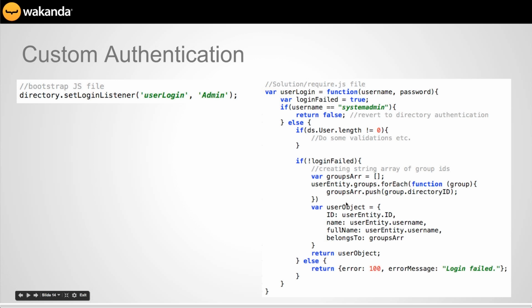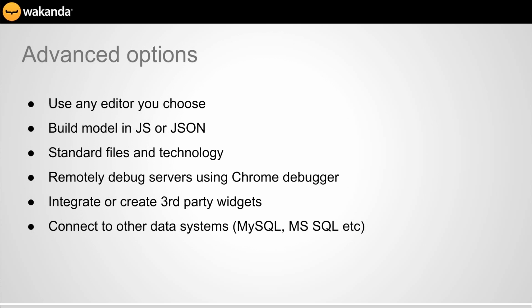If the login's successful, ultimately what you want to do is return a user object, which has a user entity ID, a name, a full name, and an array of groups that it belongs to. So this is a quick look, and of course you can return an error. This is a quick look at doing custom authentication. It gives you freedom to do whatever you need to do when authenticating.